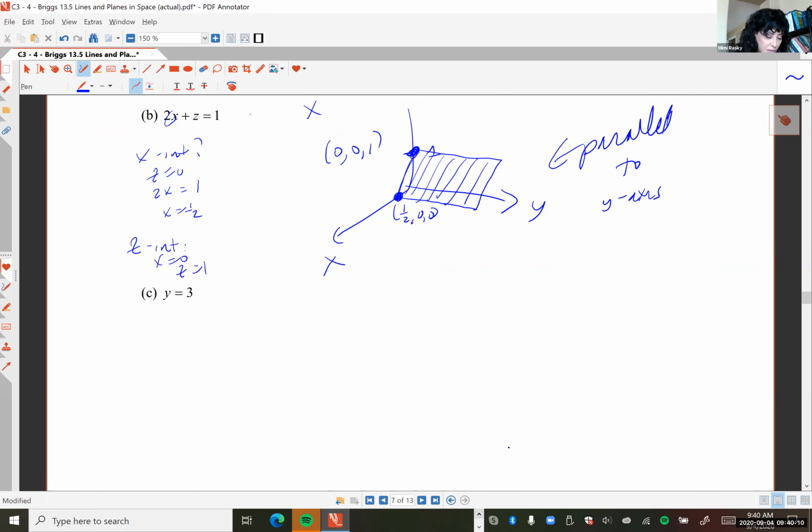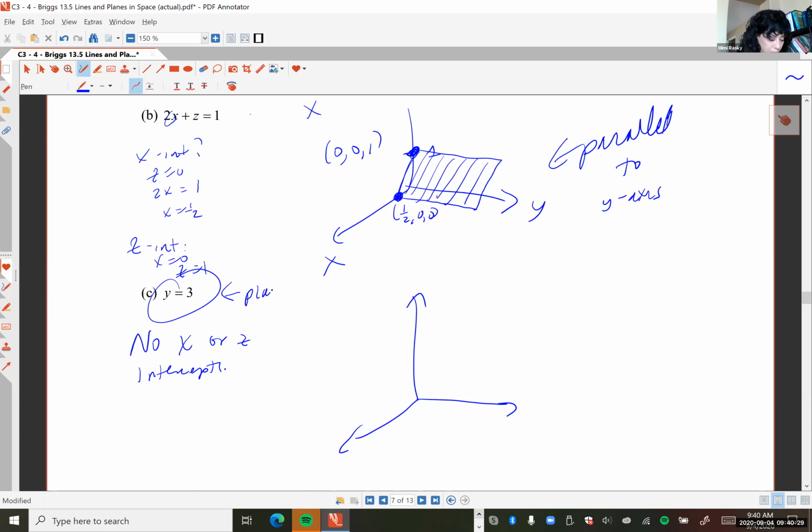It's legit. Last but not least, another type of equation of a plane where you have 2 variables that are missing, not just 1. Uh-oh, now what? Well, y equals 3 means that there are no x or z intercepts, so you don't even have to worry about those. This is going to be a plane parallel to the xz plane. How do we draw it? We do know that the point (0, 3, 0), which is here on the y-axis, is definitely going to be a point on the plane.